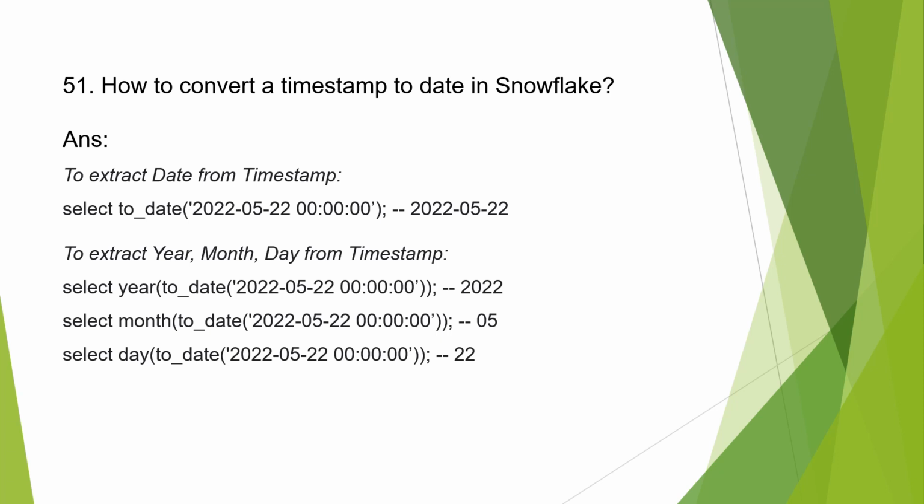For year it will say this is 2022. For month it will give output as 5. For day it will give output as 22. So this is how we convert a timestamp into date or year or month or a day in Snowflake.